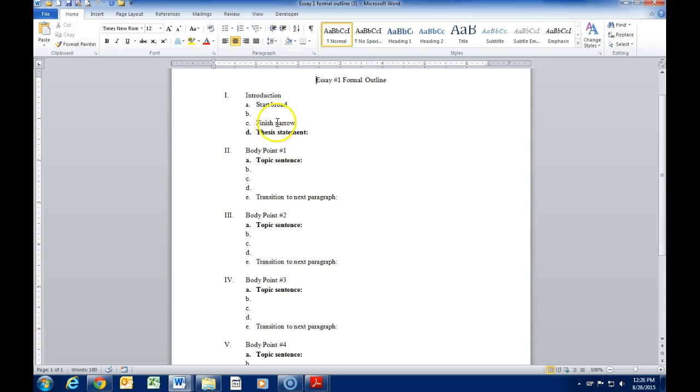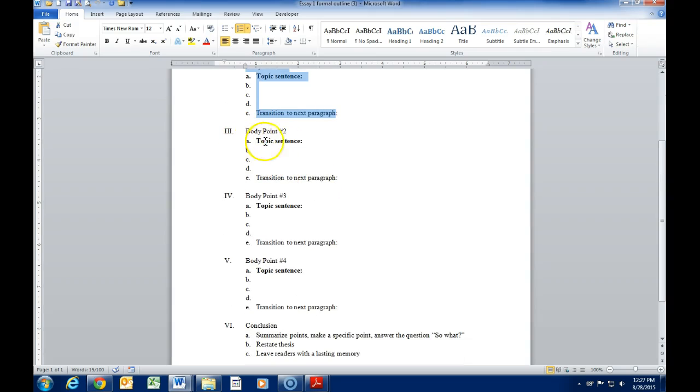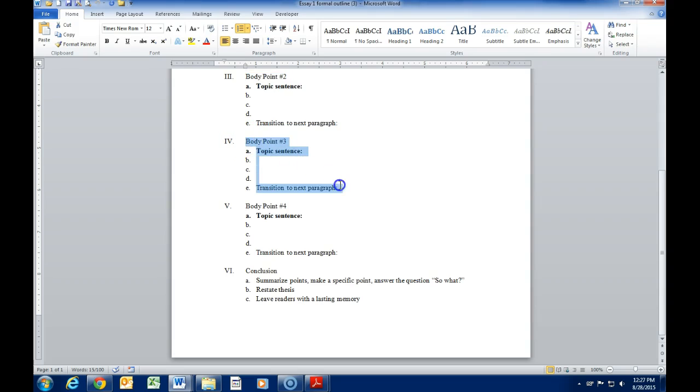So in the introduction, I want to see your thesis statement. What is the main idea of your literacy narrative? What is significant about these literacy events? Body point 1 should be the first literacy event that you're discussing. The topic sentence, I want to see that. It should be the first sentence that tells the reader what this section of the essay is about. Body point 2, the second literacy event that you address. The topic sentence here should tell what this section of your essay is about. Body point 3, body point 4, and then the conclusion.